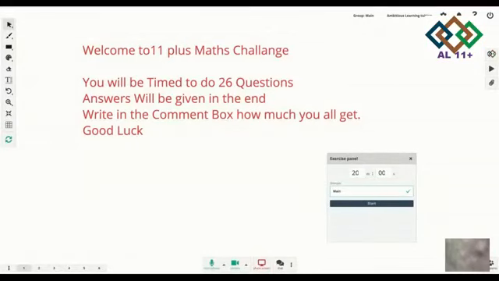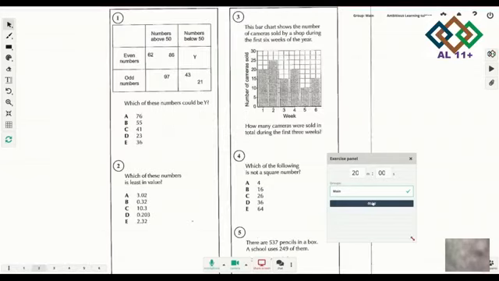Welcome everyone. Welcome to the 11 plus maths challenge. In this you have 25 questions and the answers will be given to you in the end. Don't forget to write in the comment box how much you got in all of these 26 questions. Try having a piece of paper with you and let's get started now.